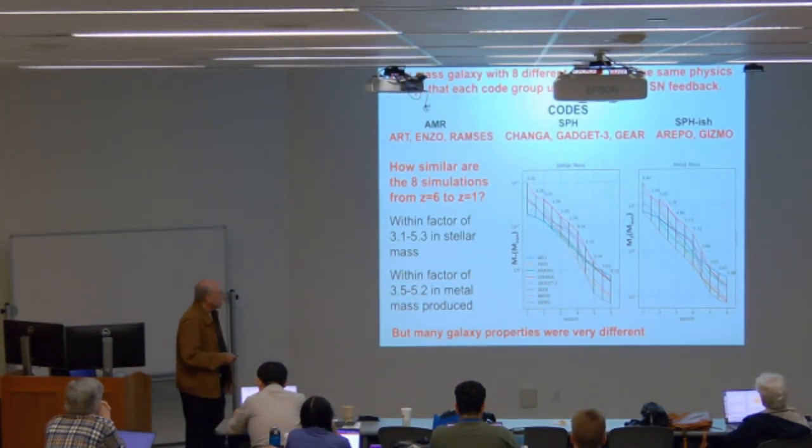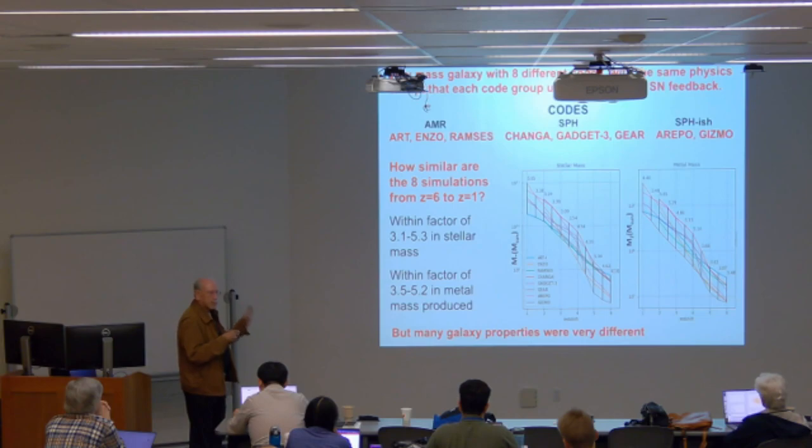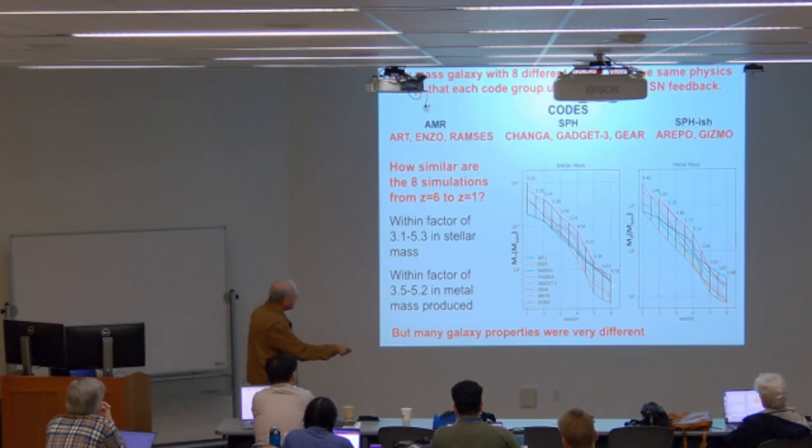Now, these are the codes that were used. The summary parameters, the global parameters, actually agreed pretty well. This is showing the stellar mass from redshift 6 to redshift 1. Some of the codes have actually gone down to redshift 0, and they agree to within about half a dex.